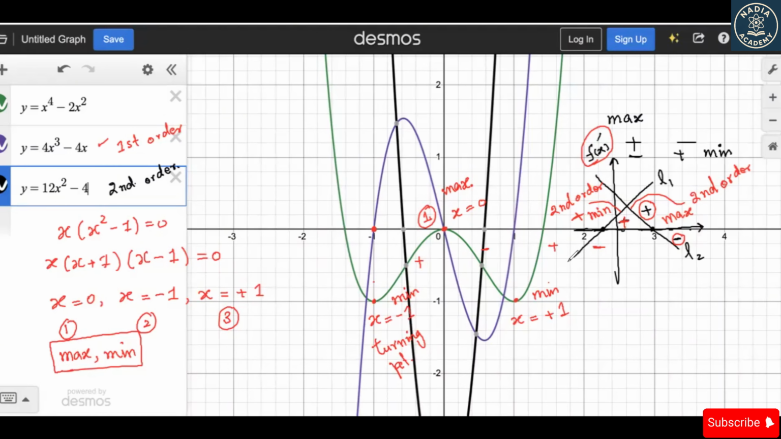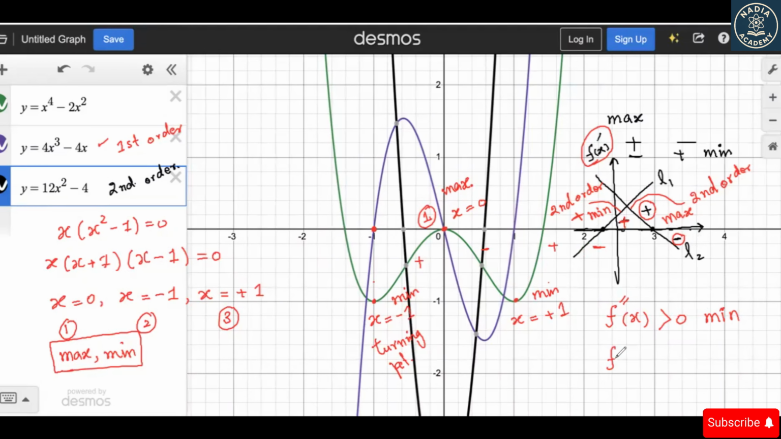Now, here you can conclude that if our second order derivative is positive, then we will have a local minima. And we understand the reason why it is so, that the gradient of this line number two is changing from positive to negative.